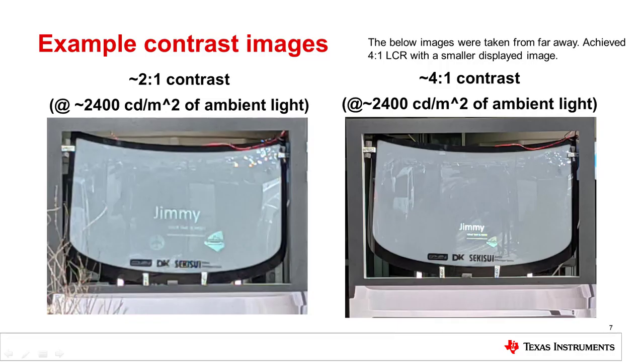In this example, we can clearly see that image quality is not the same for different LCR. The image on the left has an LCR of roughly 2:1, and the image on the right has an LCR of 4:1 due to the smaller displayed image. This resulted in a brighter and better visual image. For lower ambient conditions, it may be possible to trade off LCR for a bigger image size.